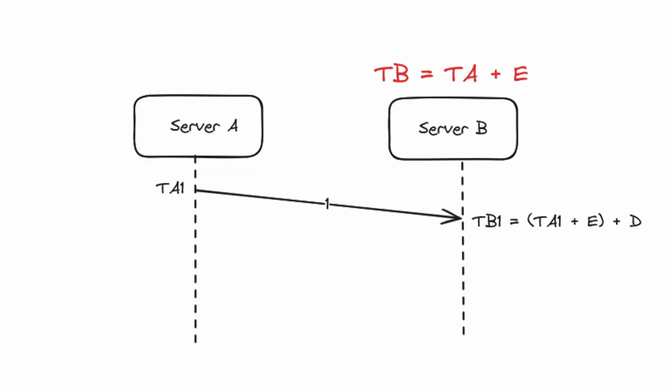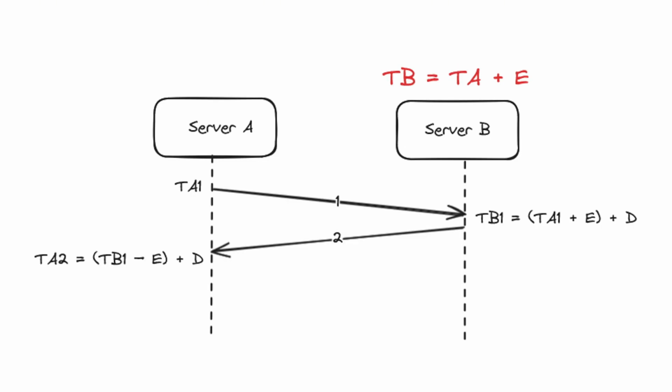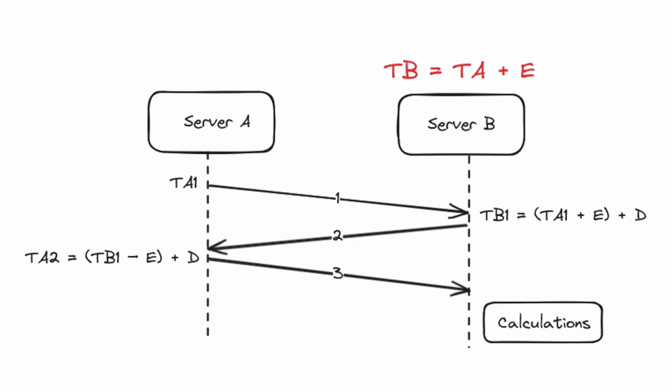First step, server A sends server B a message containing TA1, its current time according to server A. Server B receives the message and sends server A a reply containing TA1 and TB1, where TB1 is the current time according to server B. Third step, server A receives the reply and sends server B a new message containing TA1, TB1 and TA2, where TA2 is the new current time according to server A. Now server B can perform some calculations to synchronize its clock with server A.